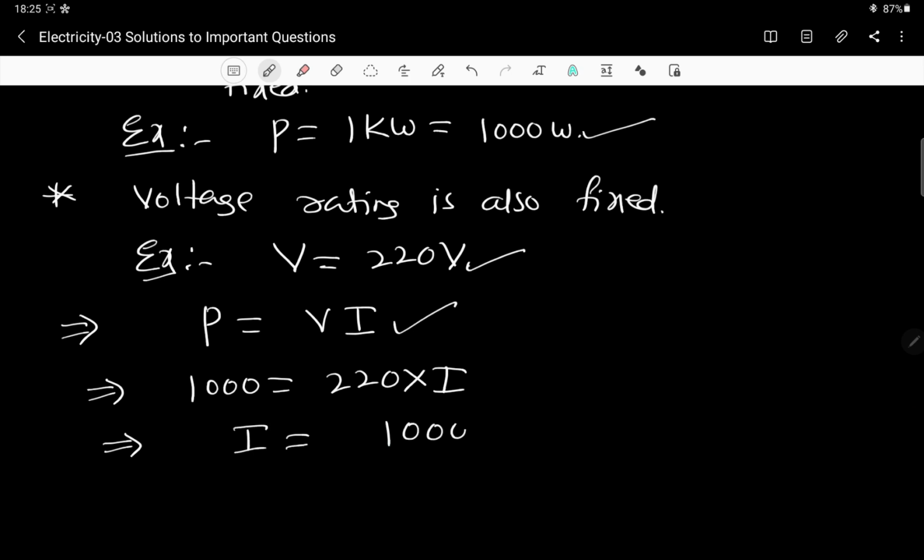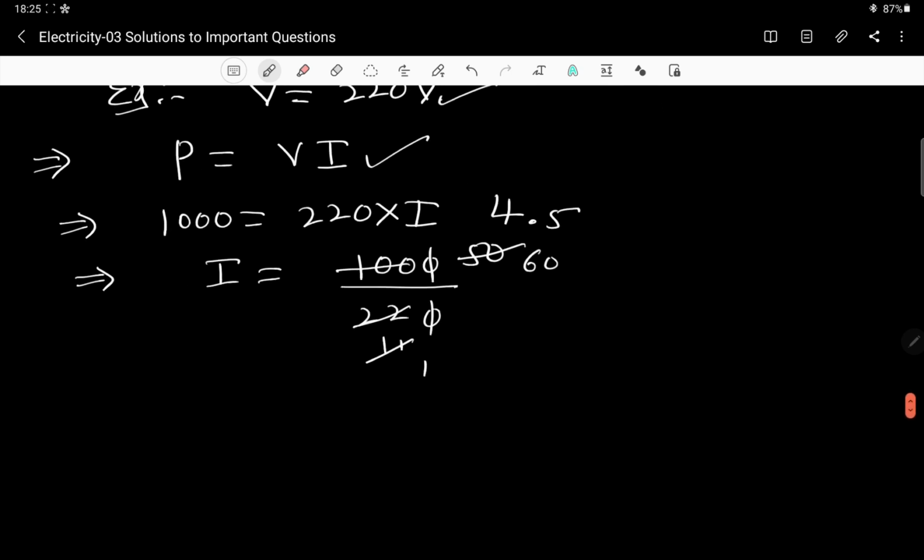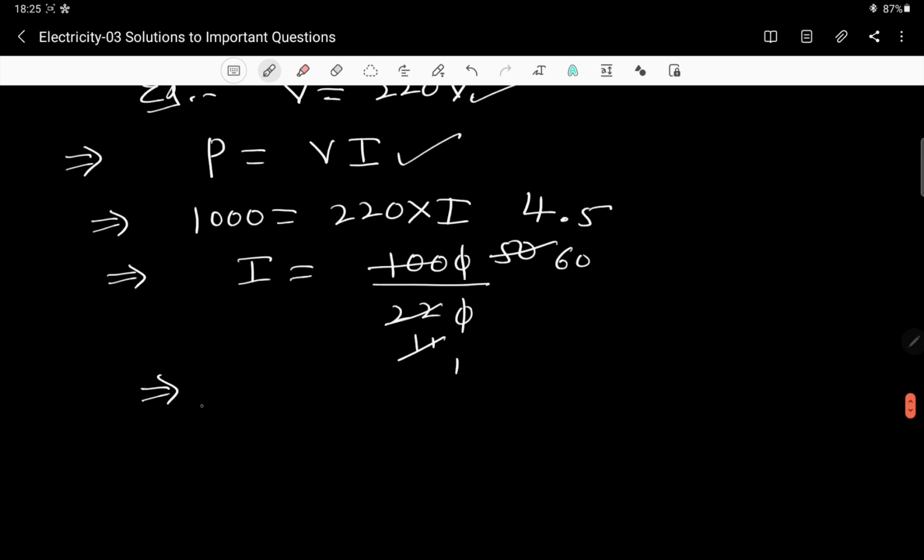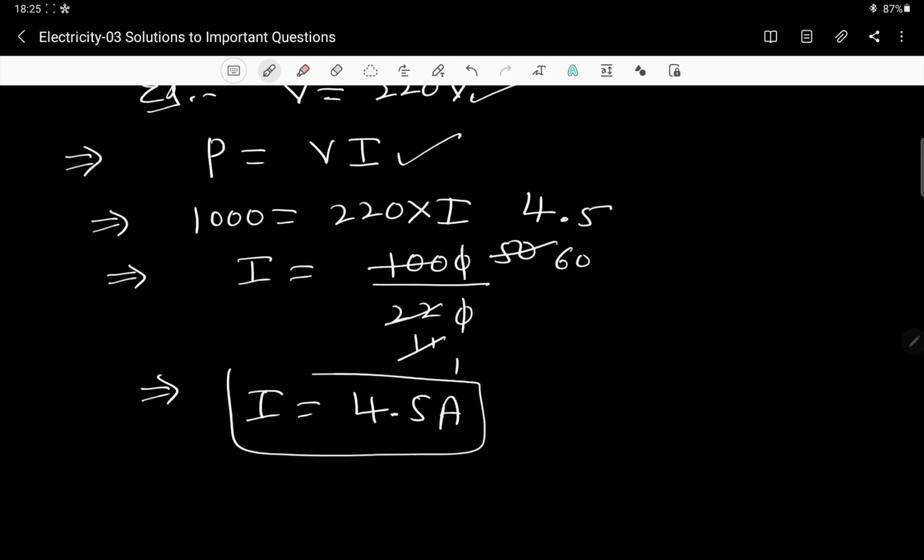Current is equal to 1000 divided by 220. Dividing, we almost get the current as 4.5 ampere. That means this is the current rating, which is fixed for this circuit. Now if any current more than this comes, the fuse wire will melt.